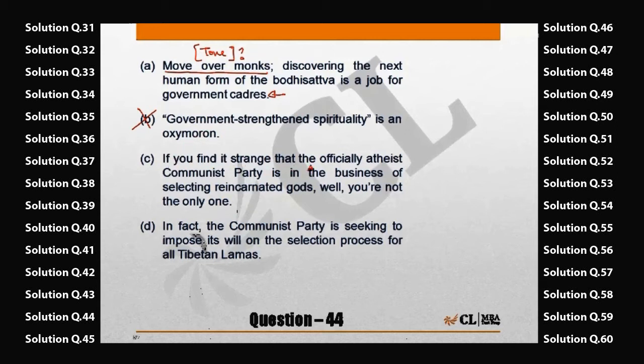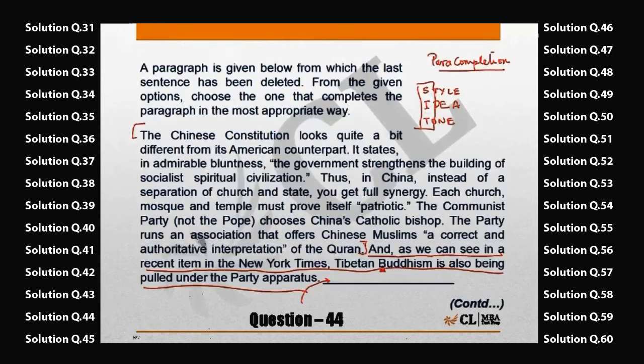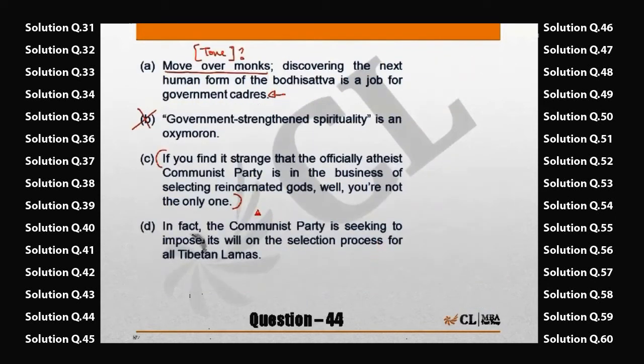C. If you find it strange that the official atheist Communist Party is in the business of selecting reincarnate gods, well, you're not the only one. A quick jump. It doesn't flow smoothly. We just started talking about Tibetan Buddhism, and it goes on to selecting reincarnated gods. And also the tone is a serious question. If you find it strange, well, you're not the only one. Suddenly the author seems to take an immediate shift in tone. So this also is a huge problem.